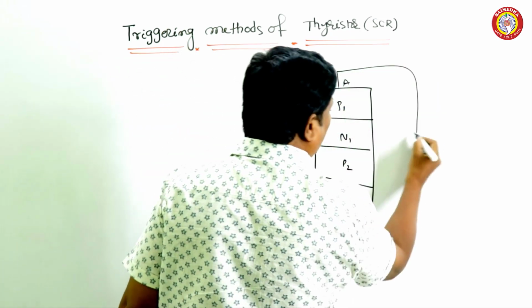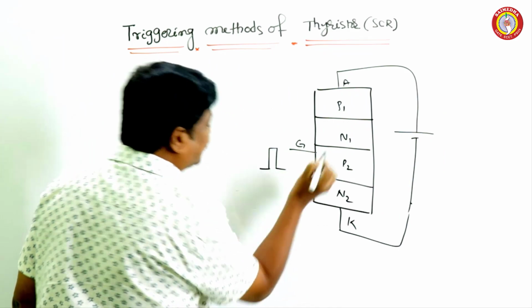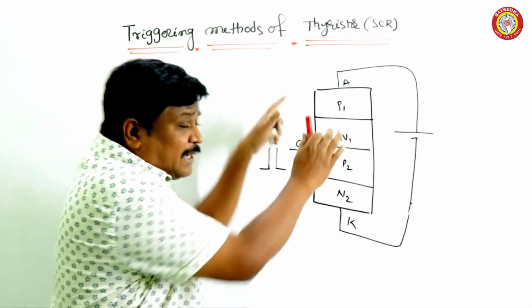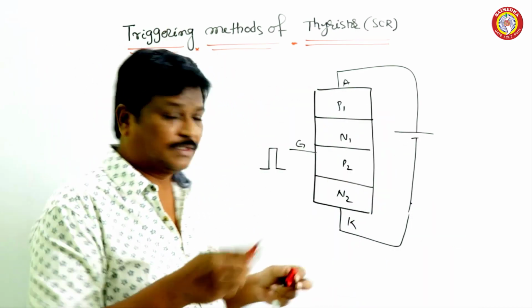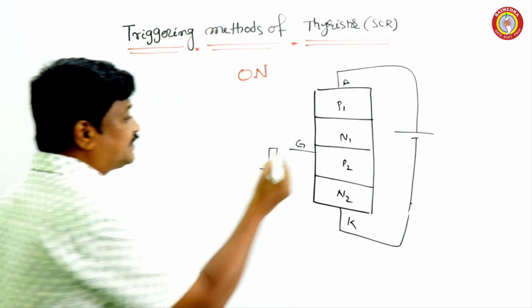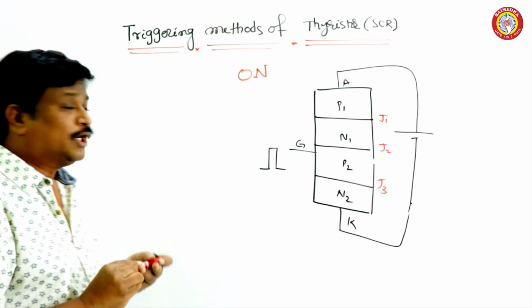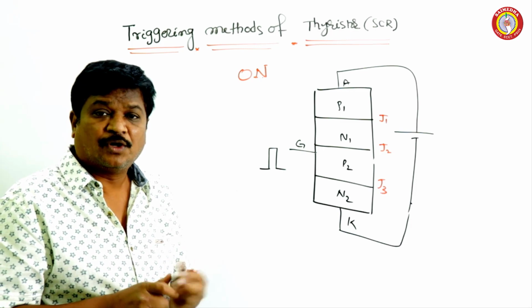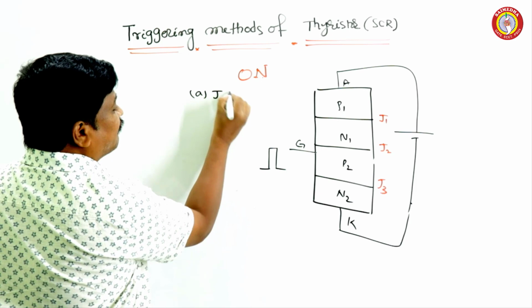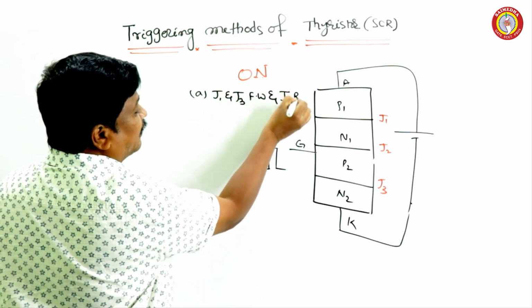Once you give the anode to cathode a forward voltage like this, and the gate is triggered with some signal, the SCR is in the on state. This junction is called J1, this junction is J2, and this junction is J3. During this on state, what happens to these junctions? Option A: J1 and J3 are forward biased and J2 is reverse biased.